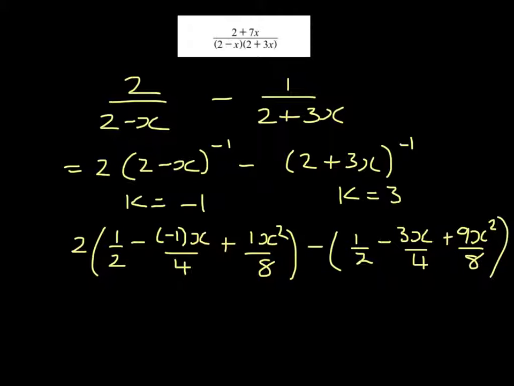Combining and simplifying, 2 times a half is 1, take away a half is going to give us a half. 2 times x over 4 is x over 2, and x over 2 take away minus 3x over 4 is x over 2 plus 3x over 4, which gives us plus 5x over 4. 2x squared over 8 is x squared over 4. Take away 9x squared over 8 is minus 7x squared over 8.